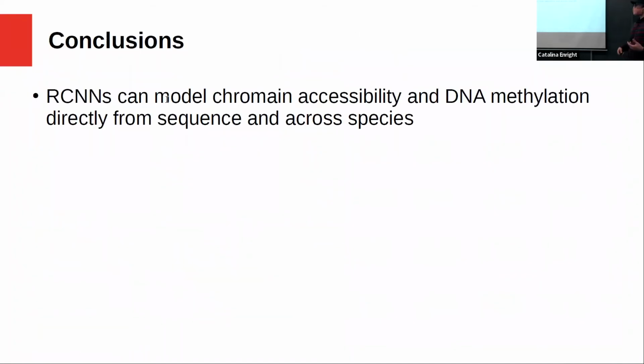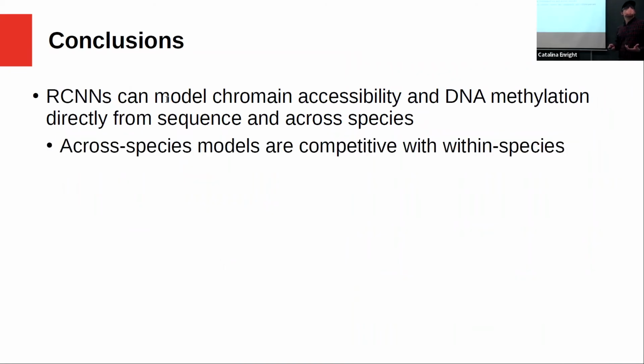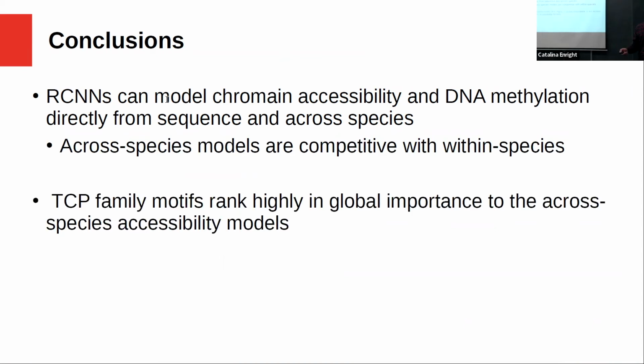So in conclusion, I've shown that these recurrent neural nets can model chromatin accessibility and DNA methylation from sequence and across species. These across-species models are competitive to models trained only within species, at least within the angiosperms. The TCP family motifs we saw ranked highly in global importance to the across-species accessibility models. But for the methylation models, it was AP2 and ARF.